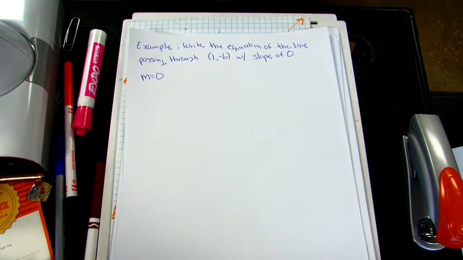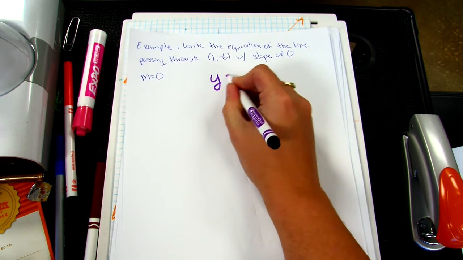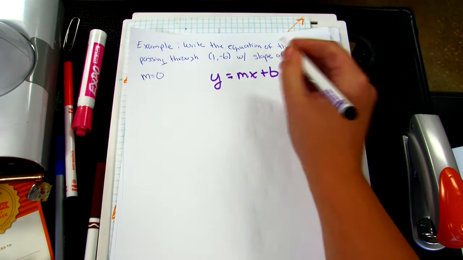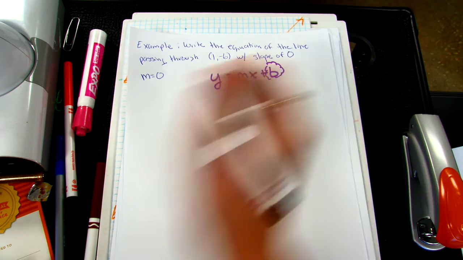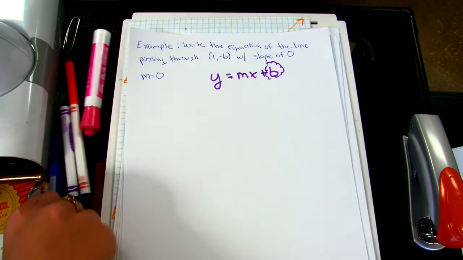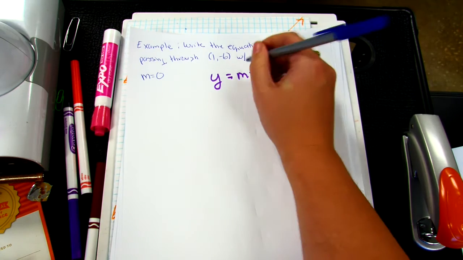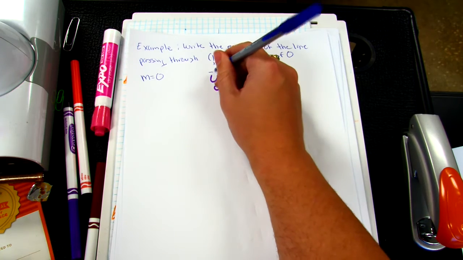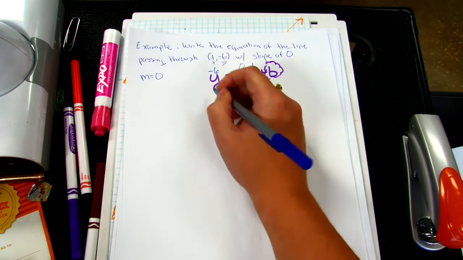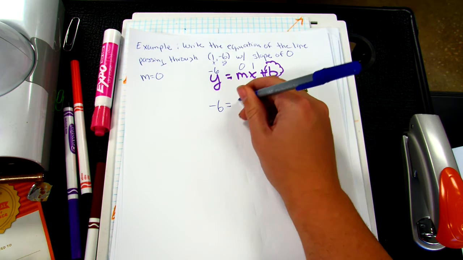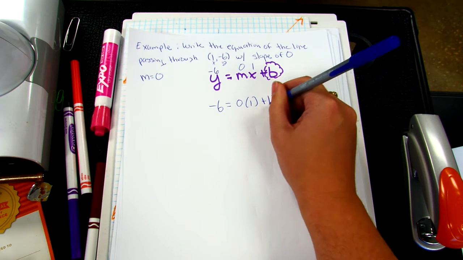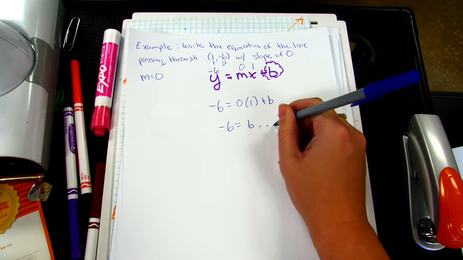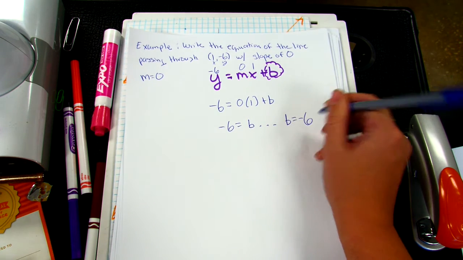Okay, so we look at our slope-intercept form. Y is equal to mx plus b. Okay, we want to find b, right? They didn't give us the y-intercept. However, we know that m is 0, and we know an x and a y. We know x is 1, and y is -6. Okay, so we know that -6 is equal to 0 times 1 plus b. So -6 is equal to b, which means that b is equal to -6.